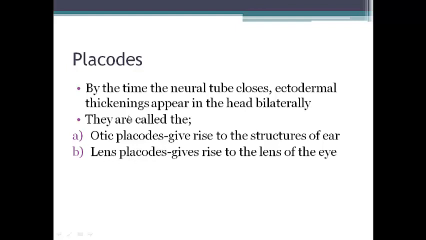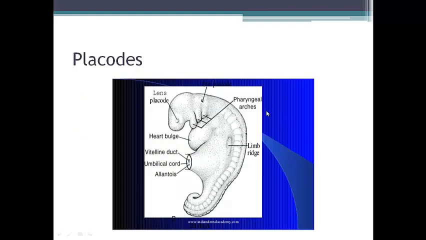Without going into too much detail, because you're going to get this way, way down in the future, essentially the otic placodes will become the structures of the ear, and the lens placodes will end up giving me the lens of the eye. So for these two, I just need you to know that they are ectodermal thickenings. You need to know their names and what they become.